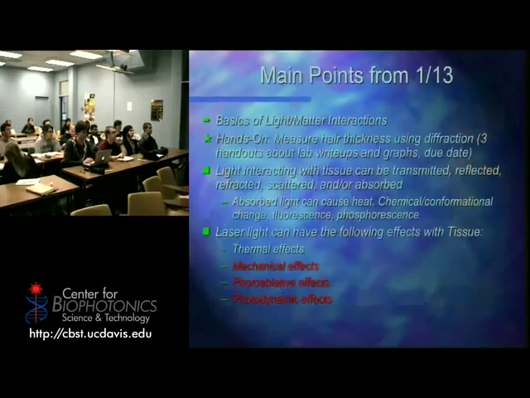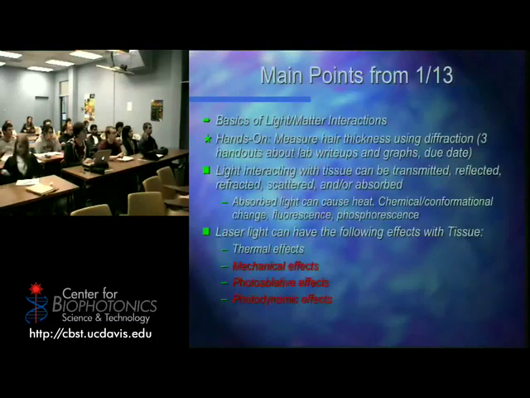Let's think back to the 13th last week. We did the measuring hair thickness, which you guys are turning in the lab for today. And I will take all of your aggregate data and see if we can come up with any kind of rules about who has thinner hair, who has thicker hair. Last year, there wasn't a very strong correlation. Light interacting with tissue can be transmitted, reflected, refracted, scattered, and or absorbed. So we talked about that.